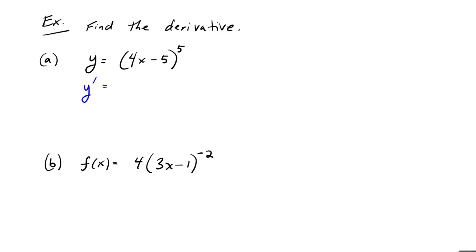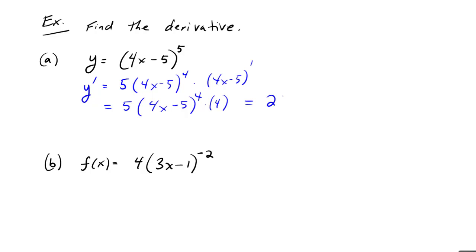So basically we have something raised to the 5th power as our most outside look. That means it would be 5 times that something, 4x minus 5, now to the 4th power, times, and then I have to go inside and take the derivative of that something. So I get 5 times 4x minus 5 to the 4th times the derivative of 4x minus 5, which is 4, and I get 20 times 4x minus 5 to the 4th. So that's how we did it like before.